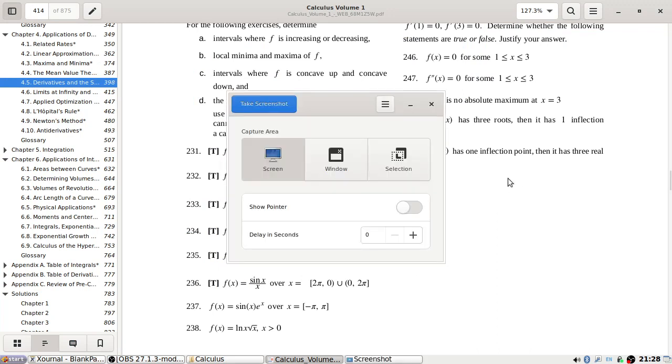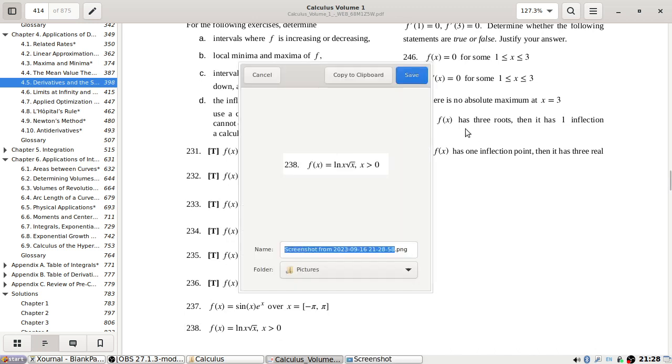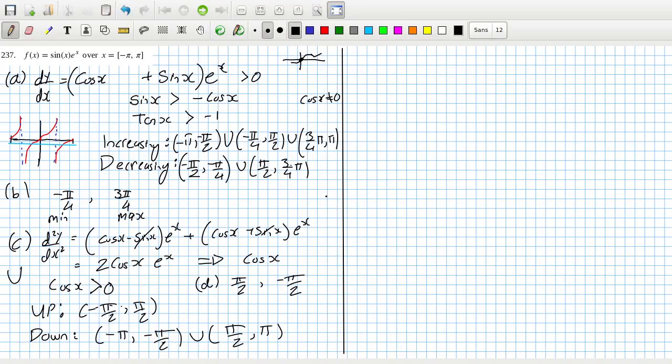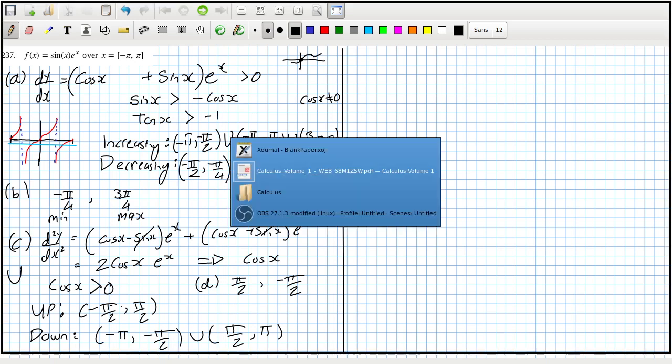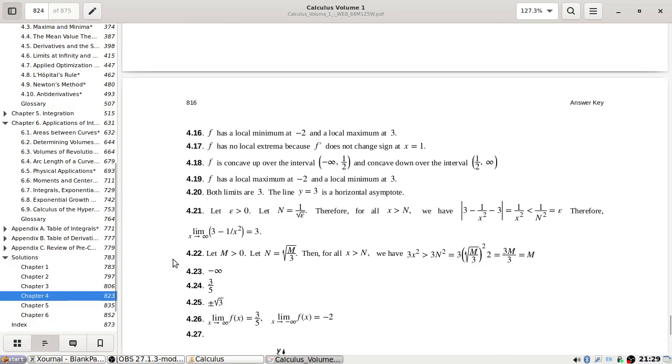Okay. Let's have a look at that answer at the back. The only one I'm not really sure about is the maximum. I guess I could check it here. So if you put in minus pi/4 into this, you'll get a positive, which makes it a min. And if you put 3/4 pi, that's still a positive, isn't it? No, it's negative, which makes it a max. So I think I'm right. Let's check the answer for 237.